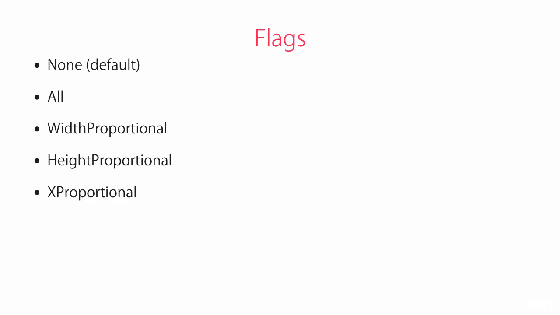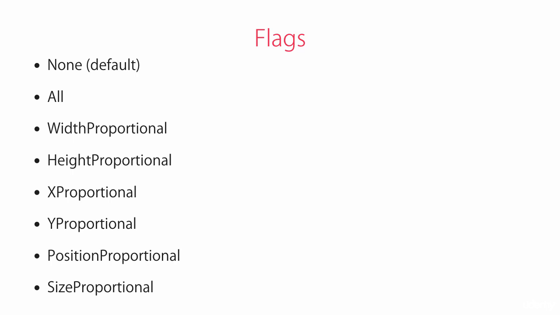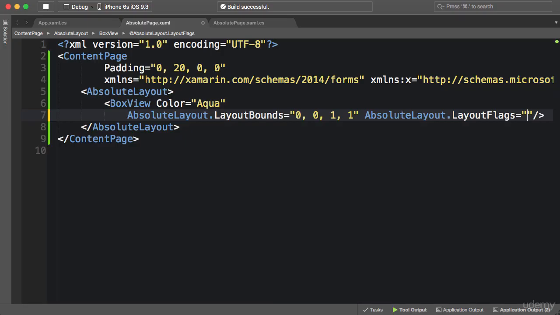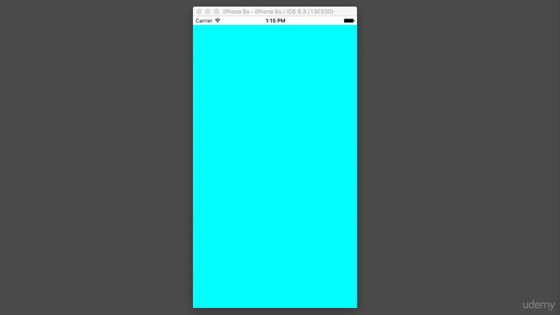This is an enumeration with these members. None, which is the default value, and that basically means all these numbers are absolute values. We also have All, which means all the numbers in layout bounds are proportional. We also have WidthProportional, HeightProportional, XProportional, YProportional, PositionProportional, and SizeProportional. So back here, I want all these numbers to be proportional. So I use All here. Let's run the application. And this is what we get. Beautiful.